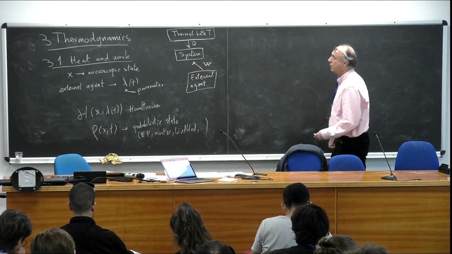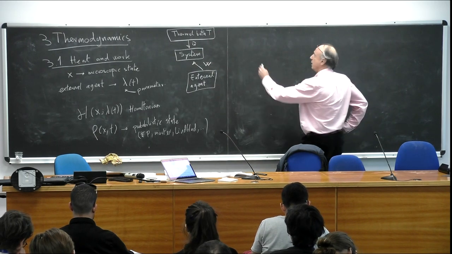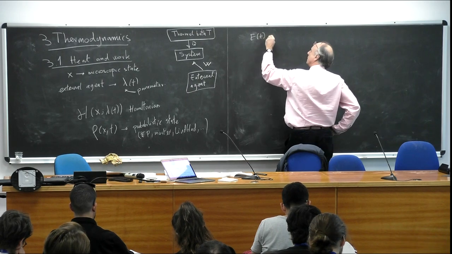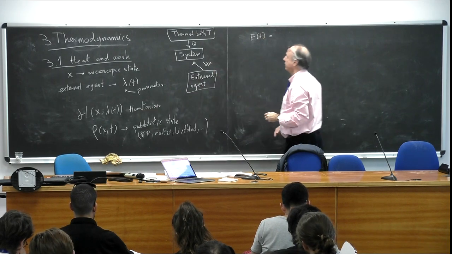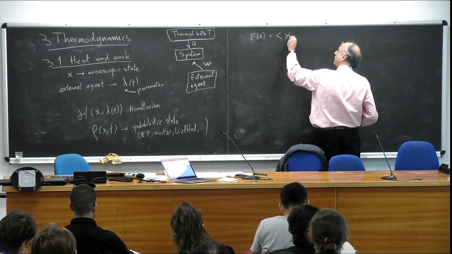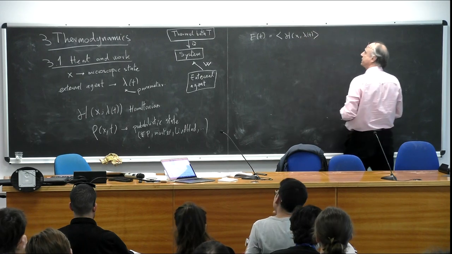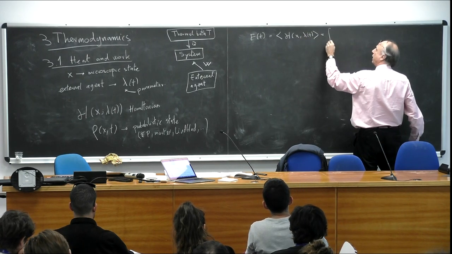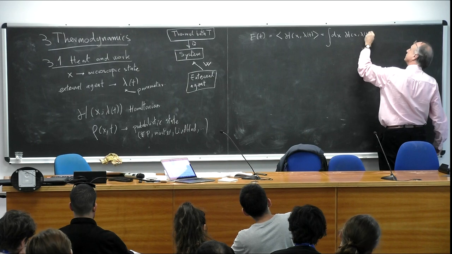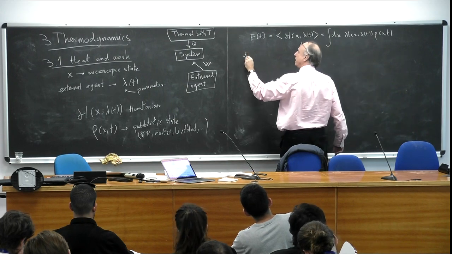So, how can we calculate heat and work here? If you compute, first let's compute the energy. I will call this the energy. Because the Hamiltonian depends on time, the energy is not a constant of motion, and the energy is actually this average over x. So I have to integrate h like that.